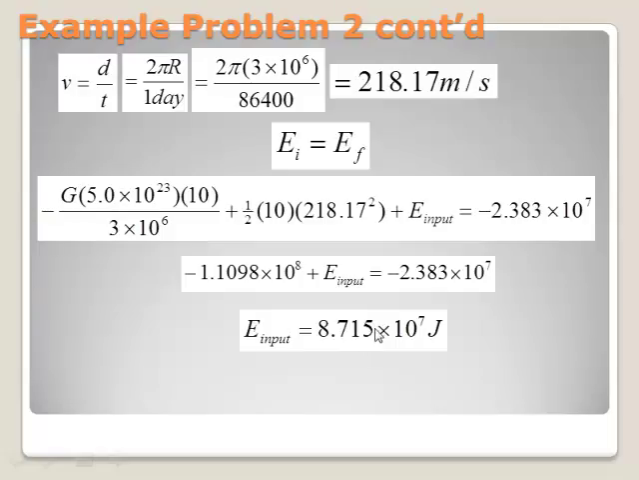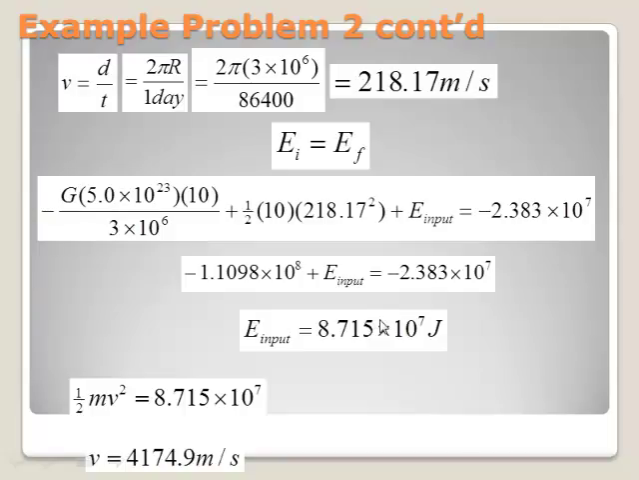Now part B asks us what speed that would correspond to. Well, we can just set this number equal to 1/2 mv squared. We know that the mass of the probe is 10. And when we solve for V, we get that V is equal to 4,174.9 meters per second.